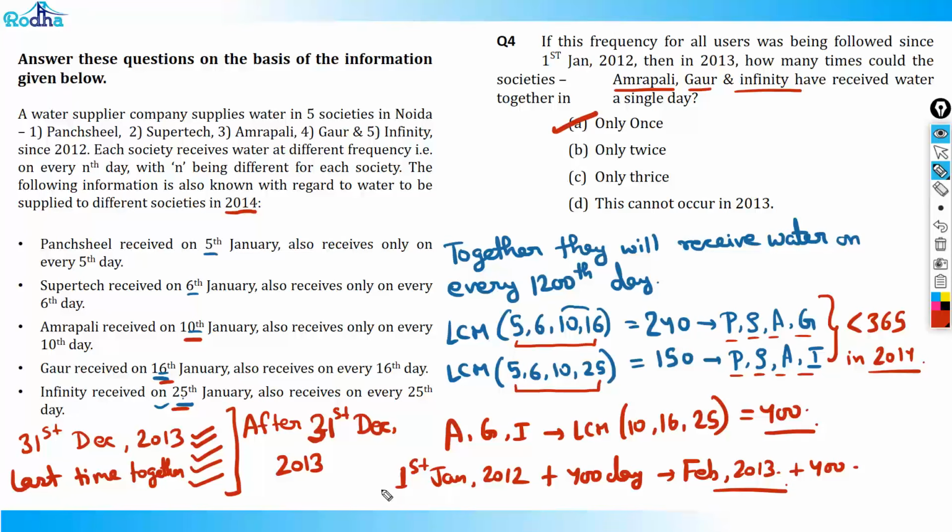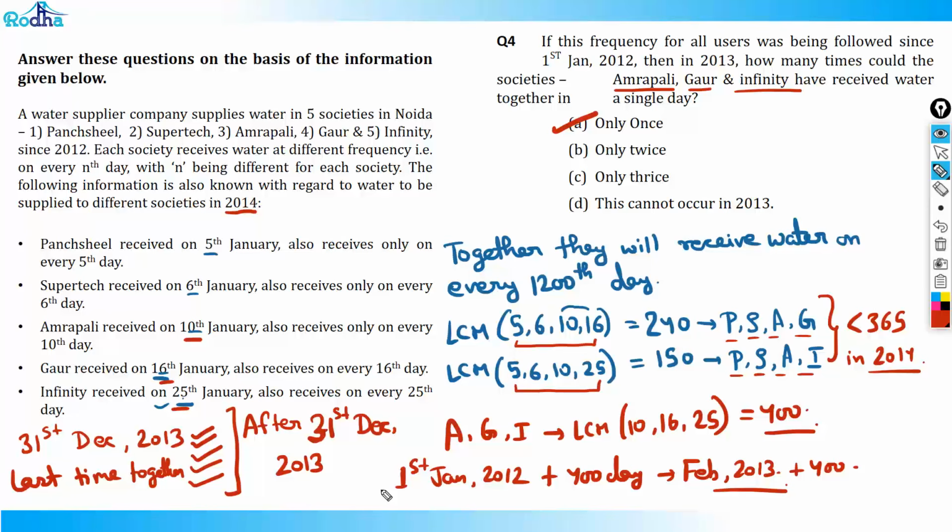Again, understand this. If this frequency for all users was followed since 1st January 2012, we're just assuming that on 1st Jan 2012 all the five societies received water. Then the question is, in 2013 how many times could the societies Amrapali, Gaur and Infinity receive water together on a single day? They receive every 10th day, every 16th day and every 25th day, so their LCM is 400, right?